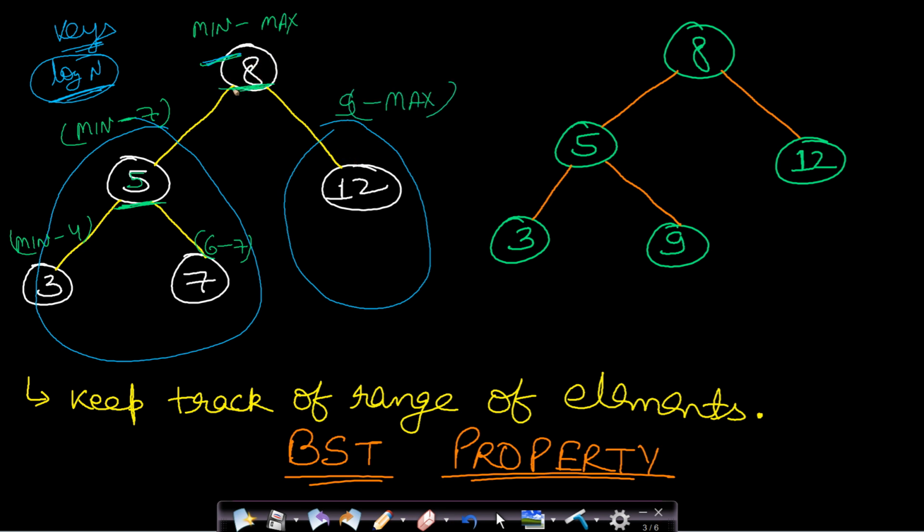Whenever we move to the left subtree from a given node, the left range will remain the same, but the right range will change, and it will be the root value minus 1. So in this case you can see min to 8 minus 1, which is 7. And whenever you move to the right subtree from a given node, the right range will remain the same, but the left range will be the root value plus 1. So in this case it is 9 to max. In this case you can see that all the elements are falling in the range, so this is a valid BST.